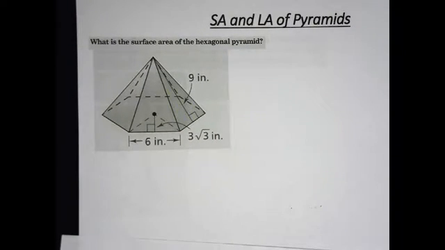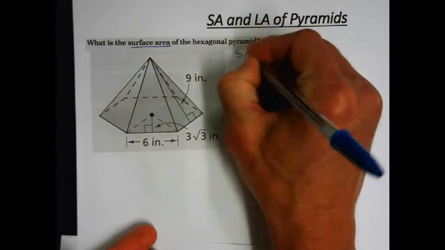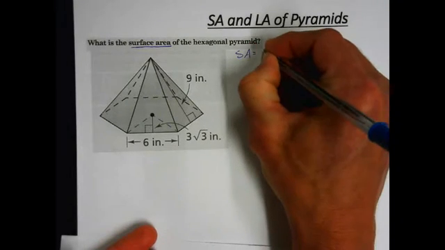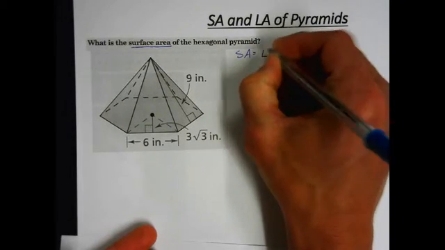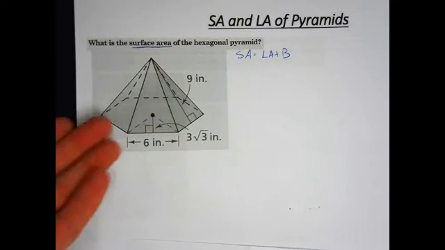We're going to find the surface area of this hexagonal pyramid. And the question, of course, begins with, how do we find surface area of a pyramid? The surface area of a pyramid is the lateral area plus the area of the base. So when we look at our figure, we can see that we have a hexagon base.